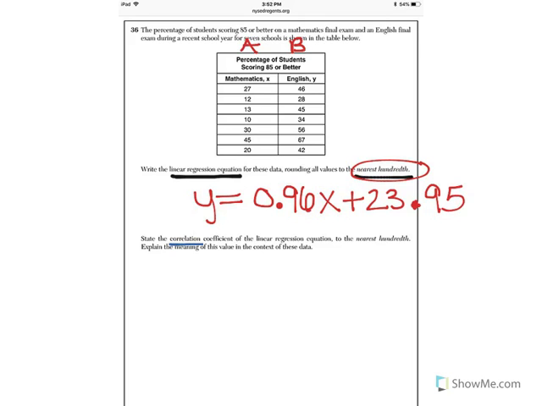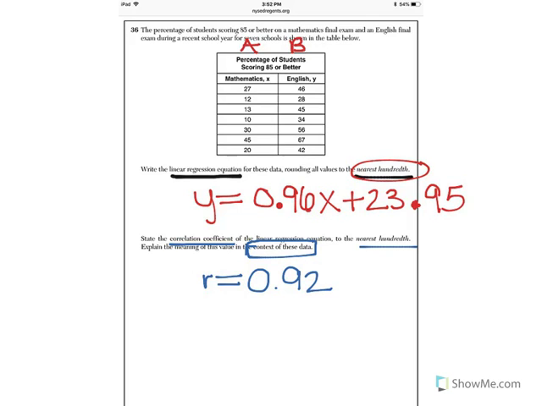Now the next part of this says to state the correlation coefficient of the linear regression equation to the nearest hundredth and explain the meaning of this value in the context of the data, which again means that we have to talk back about the actual problem, in this case dealing with mathematics and English scores. Now on the same screen that has your slope and your y-intercept for the line of best fit, it will also have your correlation coefficient, otherwise known as your R value, and to the nearest hundredth, our R value is 0.92.